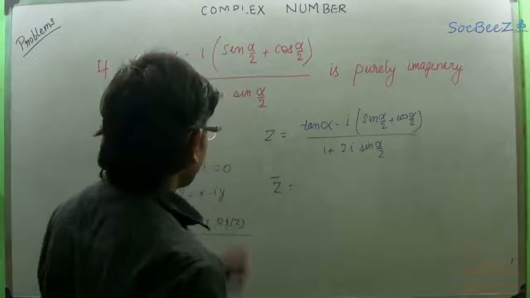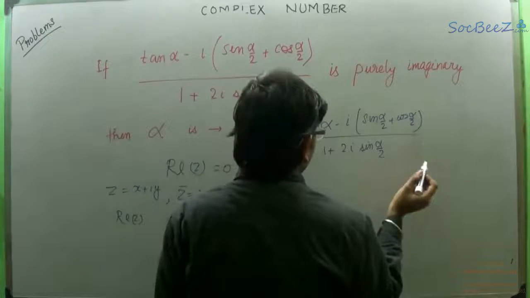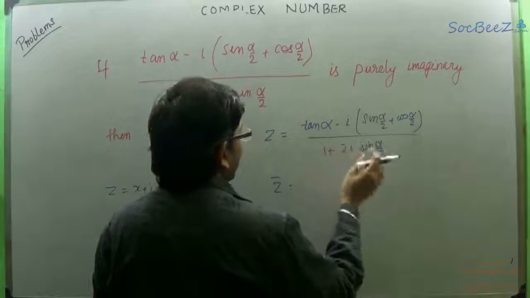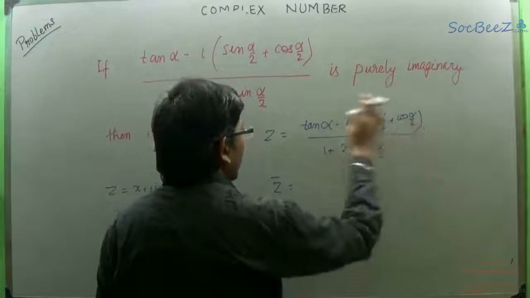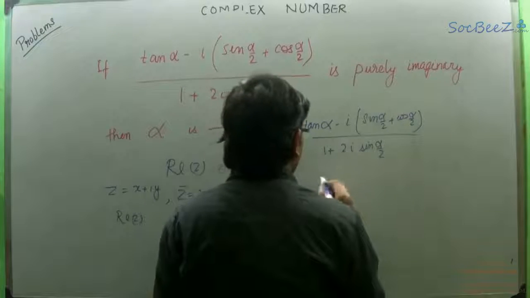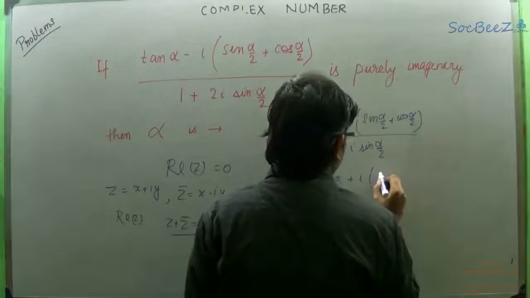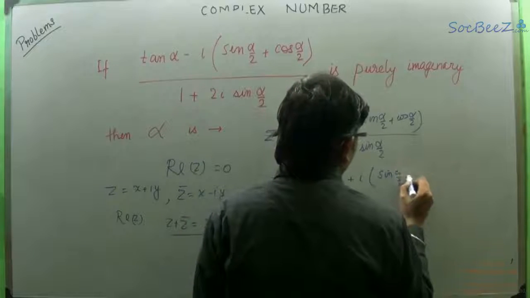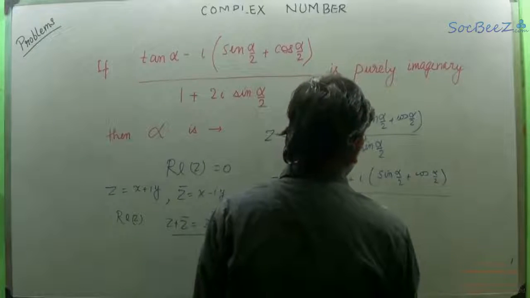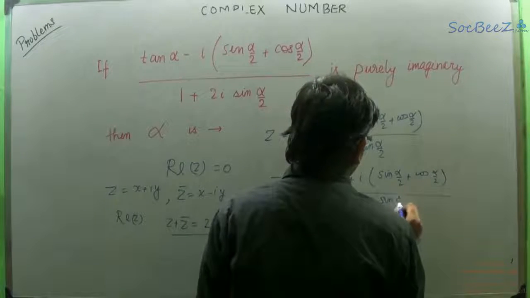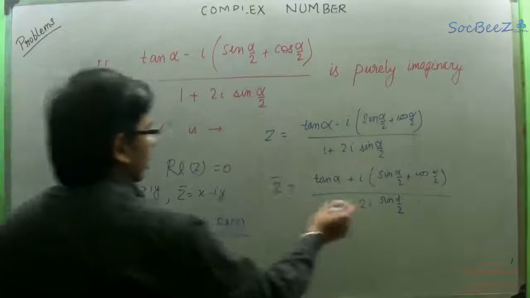Okay, so let us find the conjugate. The conjugate can be written as, say this is a complex number and this is another complex number. So we can write conjugate of this upon conjugate of this, that is tan alpha plus i times sin alpha by 2 plus cos alpha by 2 upon 1 minus 2 times i sin alpha by 2, right? That is z and the conjugate of z is this.